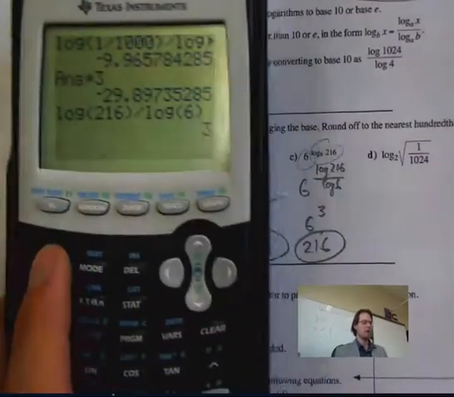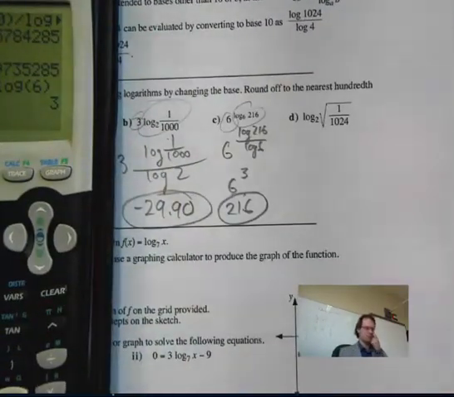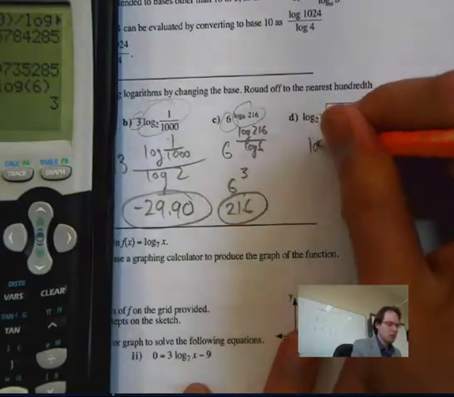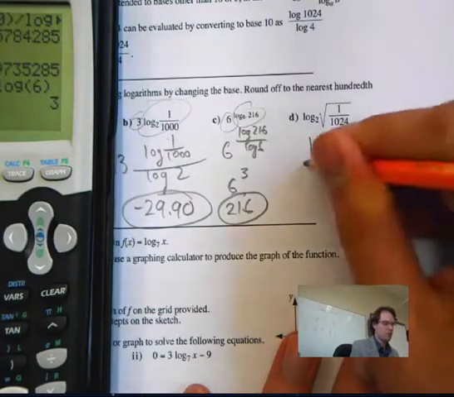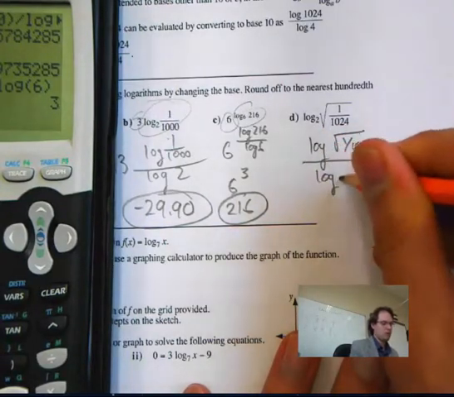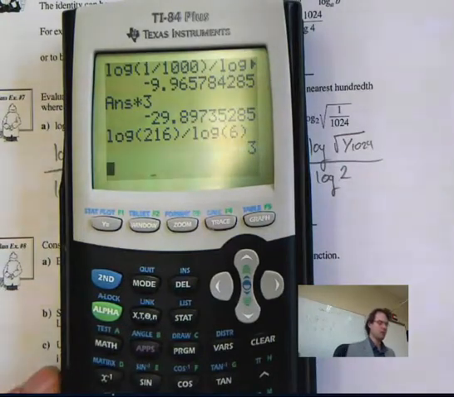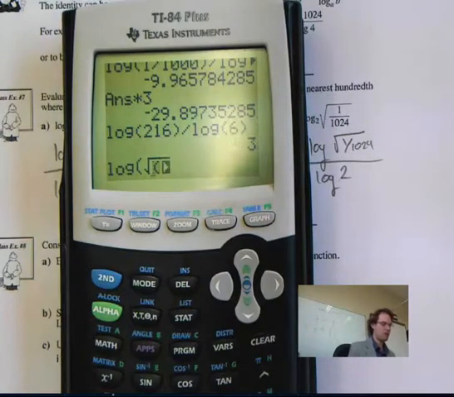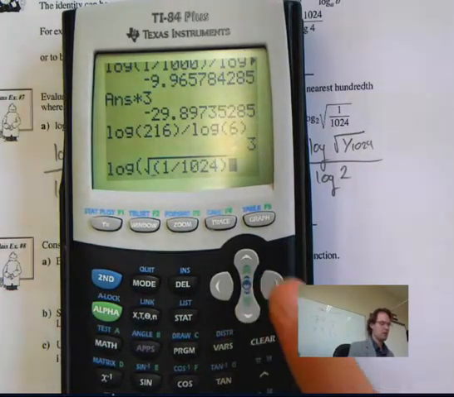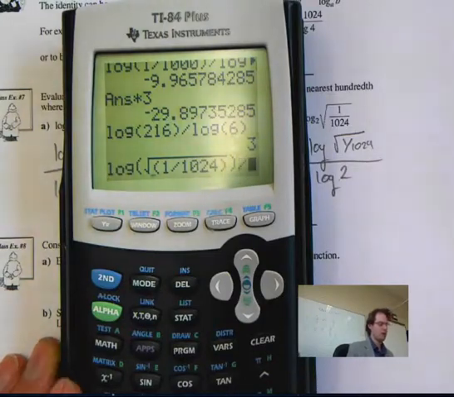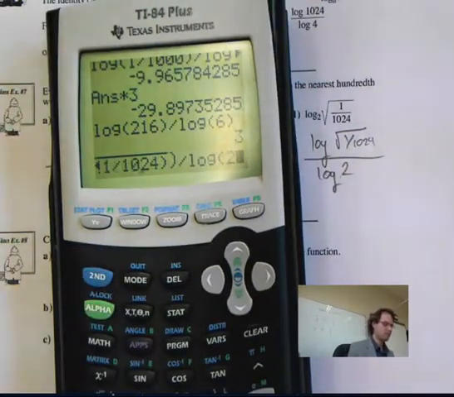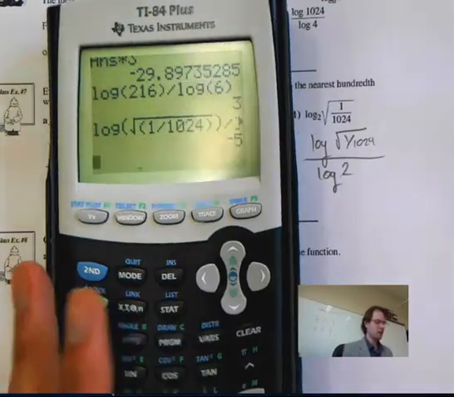Okay? Now the last one looks very confusing, doesn't it? But it's not that bad. This is just going to be log of the square root of 1 over 1024, all over log 2. So let's plug that in. We just have log, we have the square root of bracket 1 divided by 1024, and this is all divided by, I better close my bracket, it's all divided by log 2. And I get negative 5.